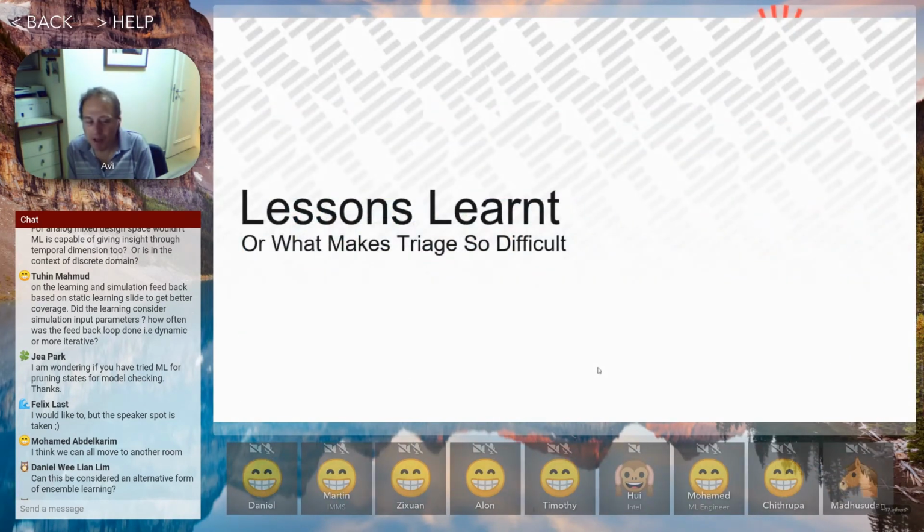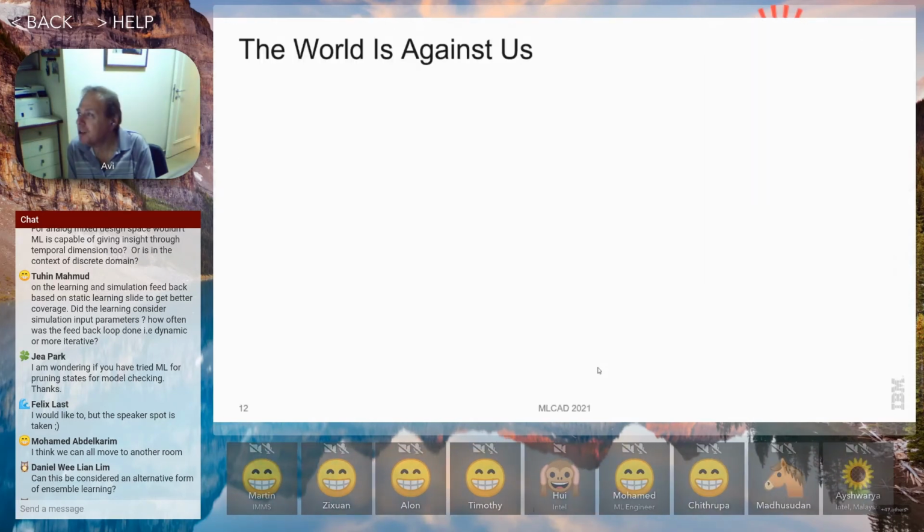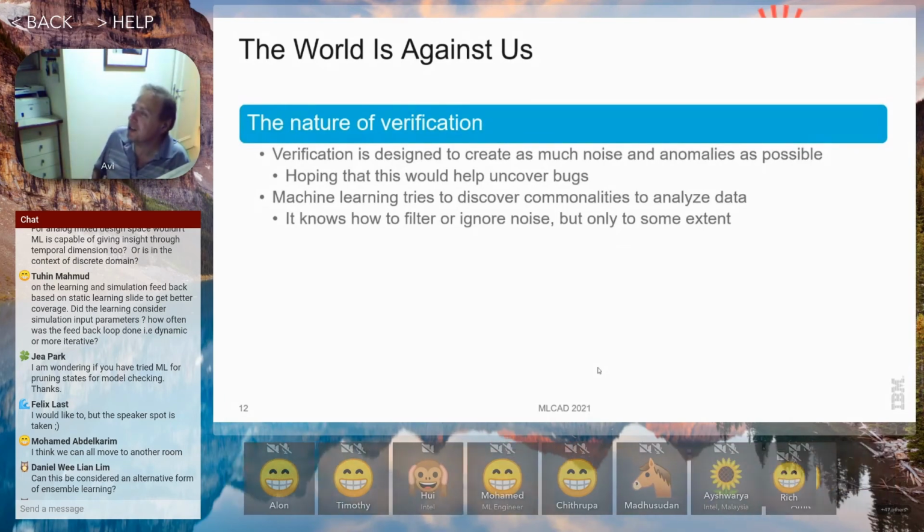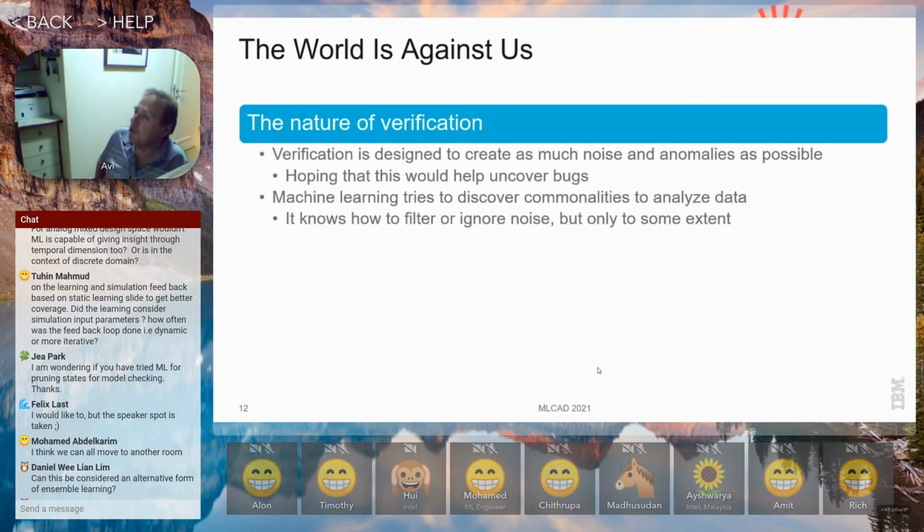So with that, we come to the interesting part, the lessons learned, and it is divided into a few parts. First of all, we need to understand that actually the world is against us. And the world is against us for two reasons. First of all, verification. The nature of verification is actually a chaotic process. It's trying to create chaos inside the design. It's trying to create as much noise as possible because this is the way you discover bugs.